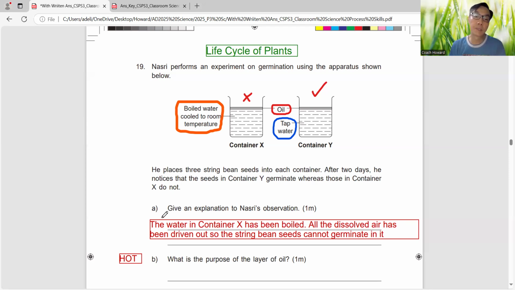So now let's explain or give answers to part A. Give an explanation to Nasri's observation. So the answer is the water in container X has been boiled. All the dissolved air has been driven out, so the string bean seeds cannot germinate.